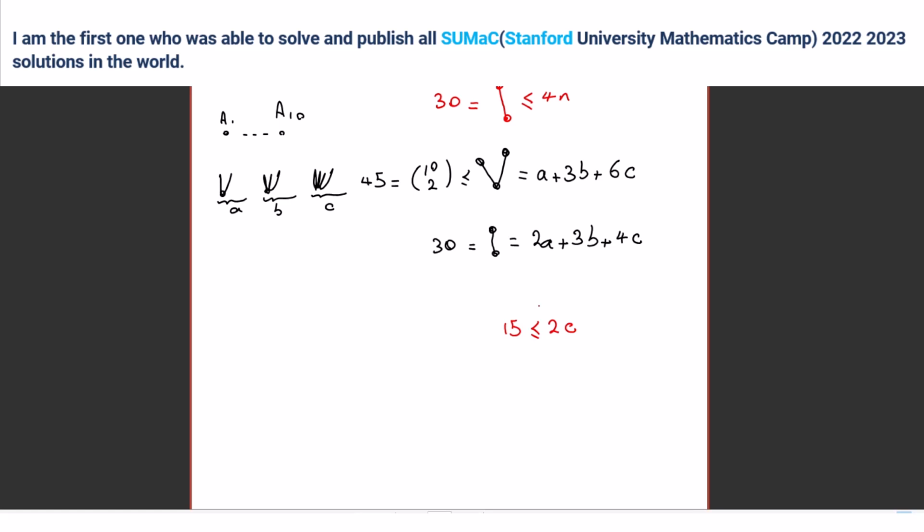Yeah, basically. So C is greater than or equal to 7.5, so C has to be at least 8. But C is also less than or equal to 8 because of this. So C equals 8, which is not good. At most 7 C here. So that's a contradiction, right? Yeah. Okay.